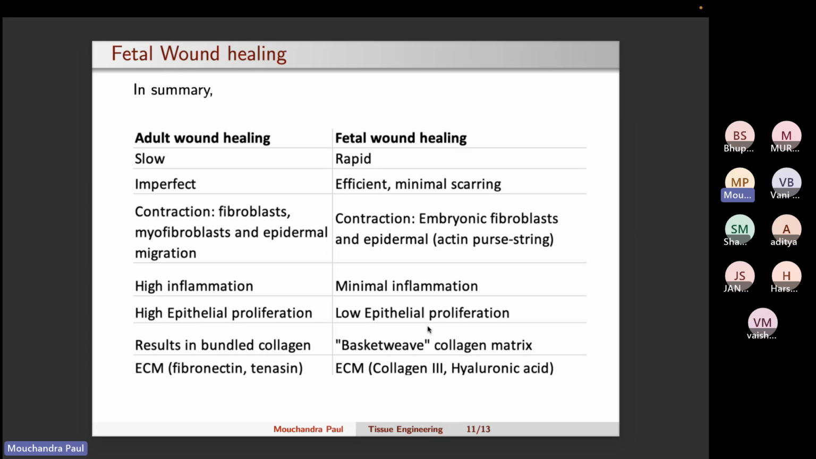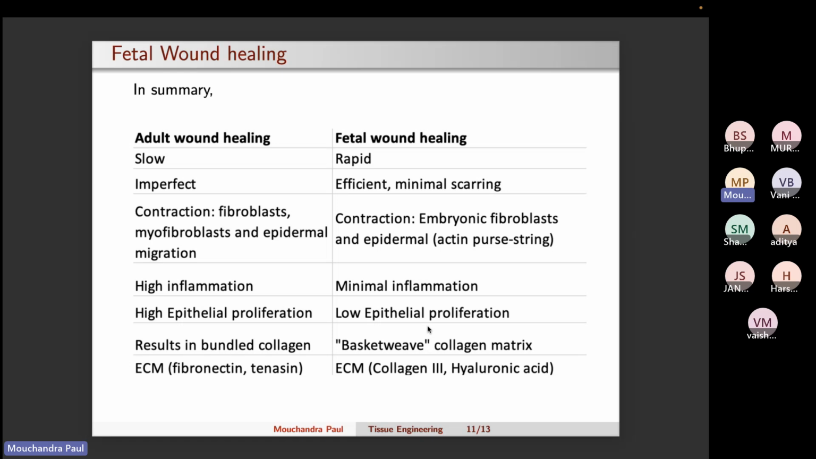So you can now understand, like initially maybe during the wound healing class discussion, I explained that fetal wound healing is a very active area of research. Okay, where they are trying to engineer the wound healing process in such a way that we can achieve few characteristics of the fetal wound healing, like minimal scarring. All right.